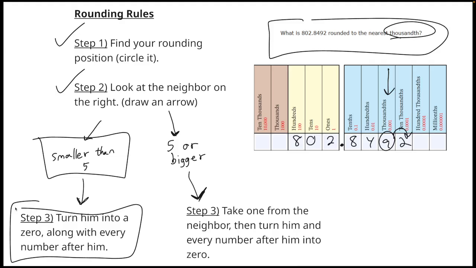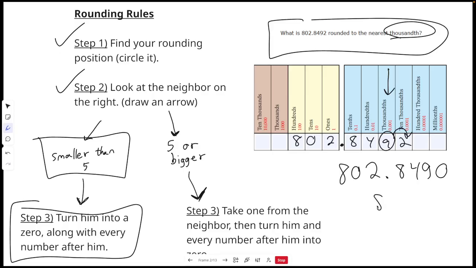So your answer here would be 802.849. And remember that with decimals, any zeros at the very end can just be dropped, so your final answer is just 802.849, final answer.